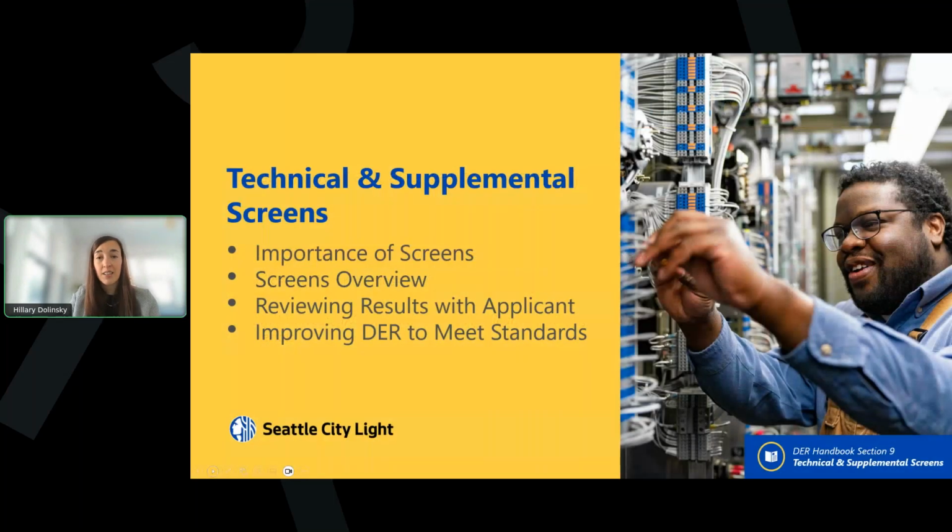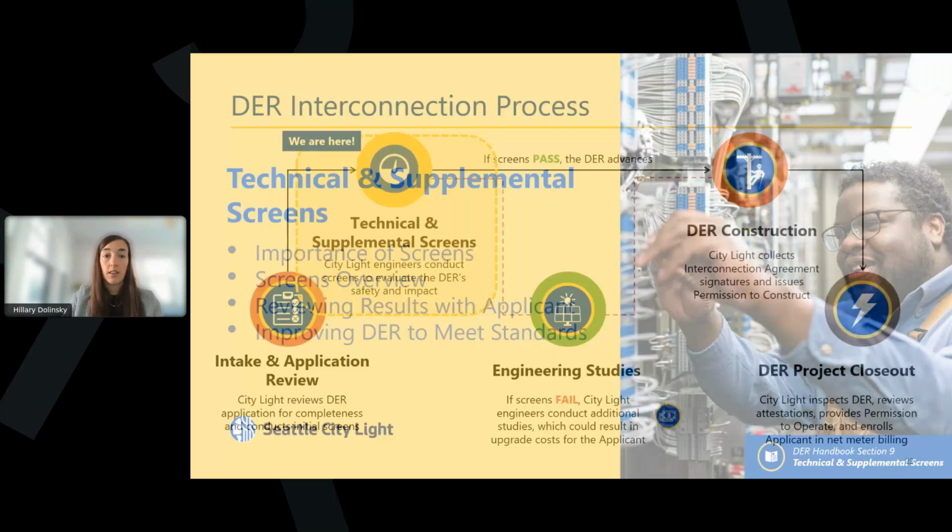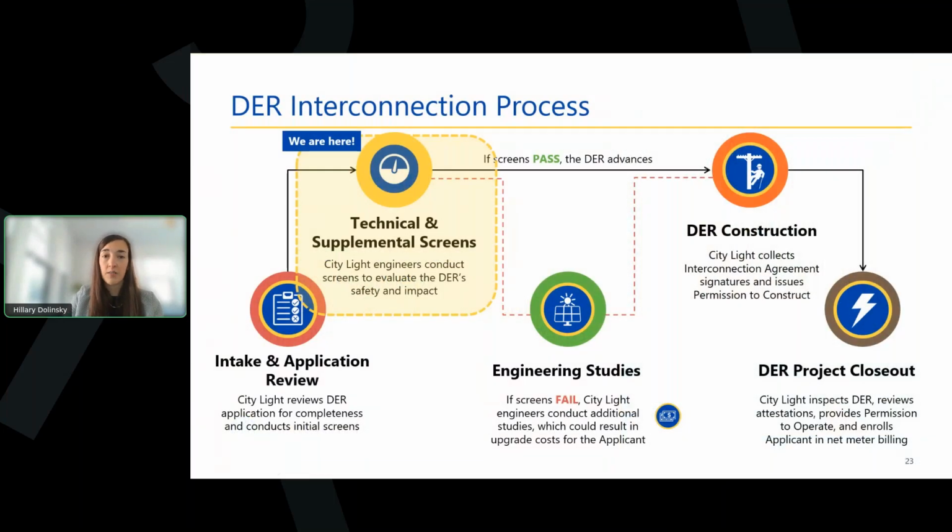The next phase of the interconnection process includes technical and supplemental screens. In this module, we'll talk about the importance of screens and why they matter. We'll provide an overview of technical screens C through H and supplemental screens I, J, and K. We'll share guidance on how to review screen results with the applicant if they come to you with questions, and we'll walk through the options for resolving screen fails. Looking back at our map, these are the activities that we'll cover in this module.